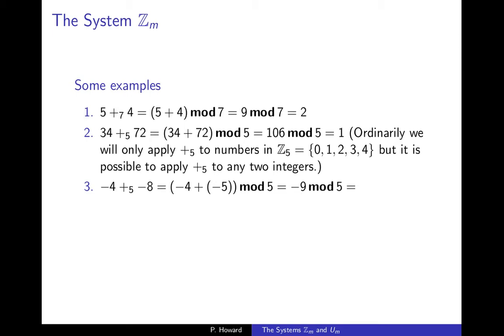You may remember that calculating the remainder when a negative number is divided by a positive number like 5 is a little tricky, but we did several of those problems, and the answer is 1. The reason is when you write minus 9 as a multiple of 5 plus a non-negative remainder smaller than 5, it's minus 2 times 5 plus 1. The remainder is 1.